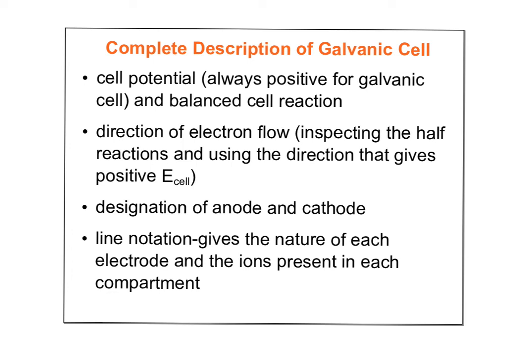So I just wanted you to know what they're asking for. They want the cell potential. So they want you to do your E reduction of the cathode minus E reduction of the anode. They want the balanced reaction, so that's the balanced redox reaction. They want you to tell the direction of the electron flow, so either showing it in a drawing on the wire or explaining what direction they're moving. They want you to label what the anode and the cathode are. And then if they specify for it, I would ask you to add the line notation. If they don't specifically ask for line notation, then you can skip that part.